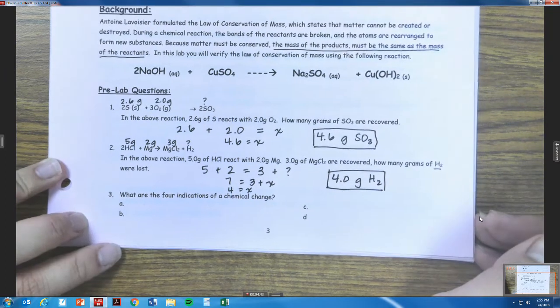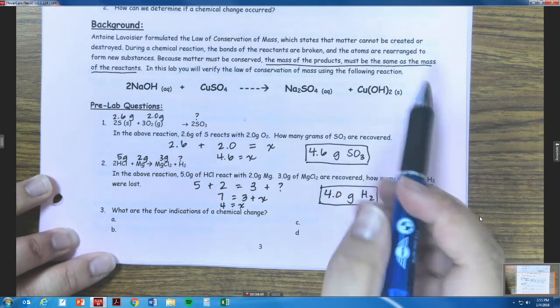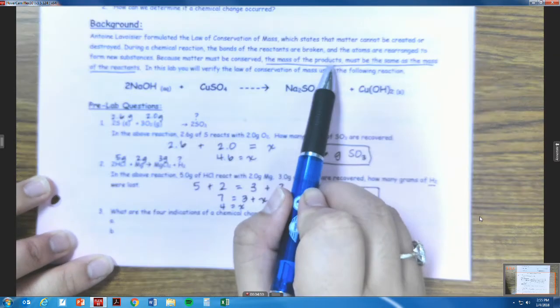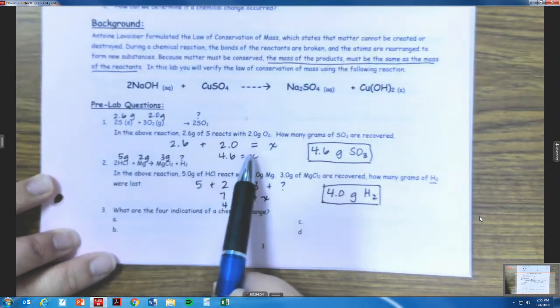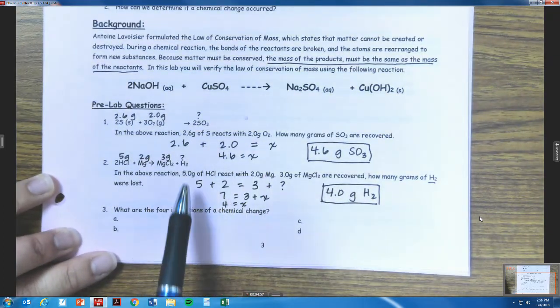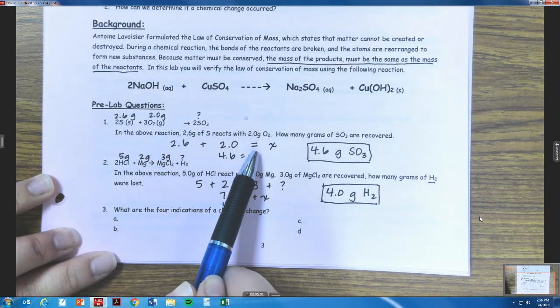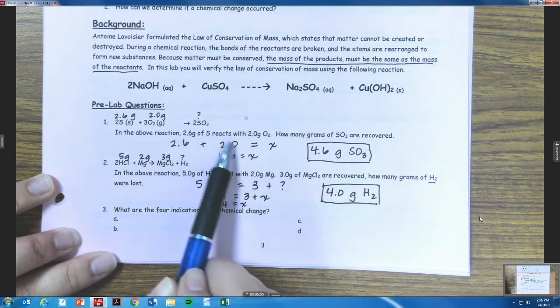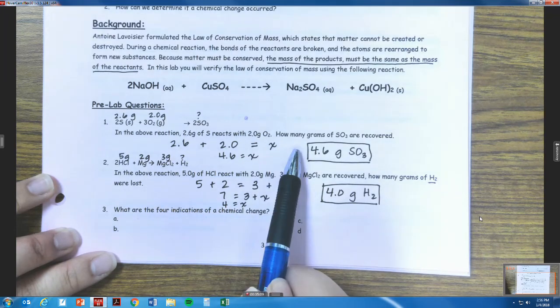Okay, so that's basically it for the law of conservation of mass. The important thing is that the mass of your products must be the same as the mass of your reactants. So you always want to set that as an equal sign. So wherever your yield symbol is, you can just turn that into an equal sign, okay? And then whatever the mass of your reactants equals the mass of your products.